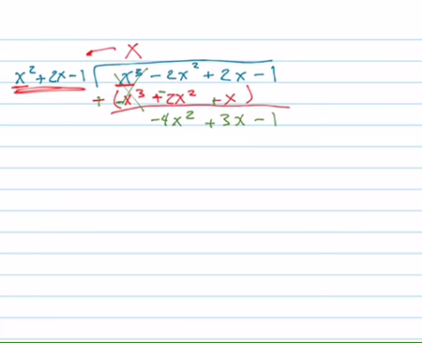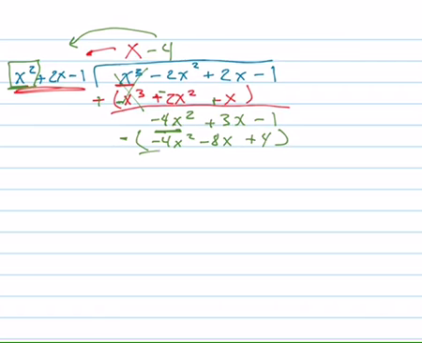All right. Now do the same thing. This divided by this is negative 4. Now multiply that by everything there and put it underneath it and subtract it. So negative 4 times x squared is negative 4x squared. Negative 4 times 2x is negative 8x. Negative 4 times negative 1 is positive 4.